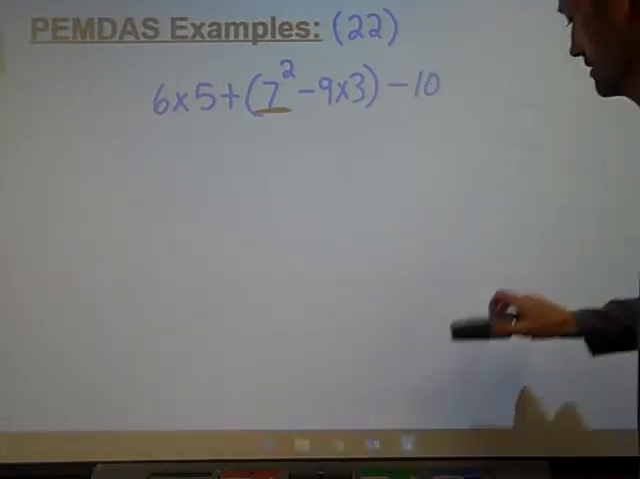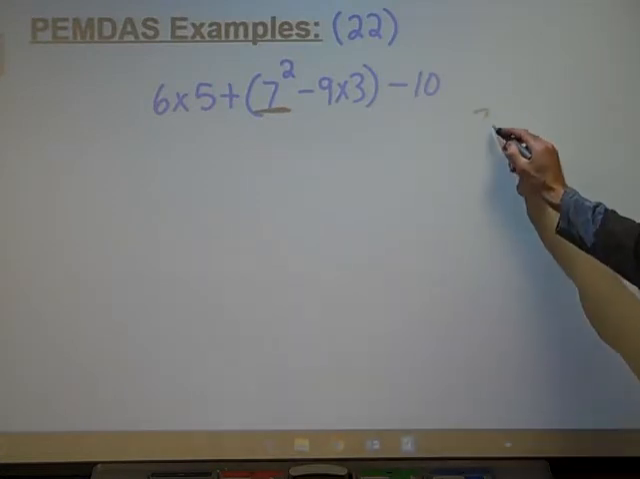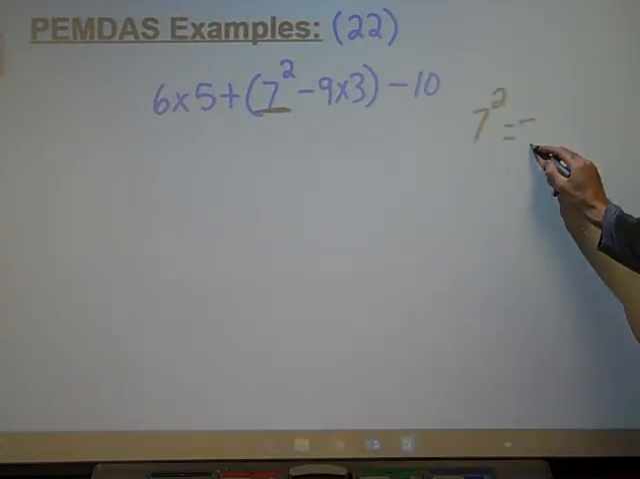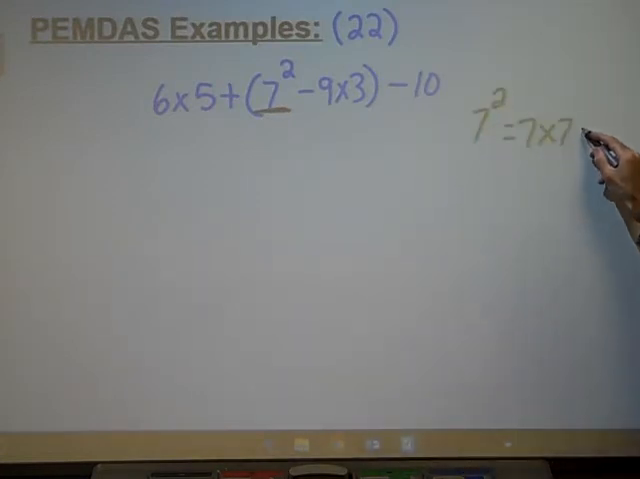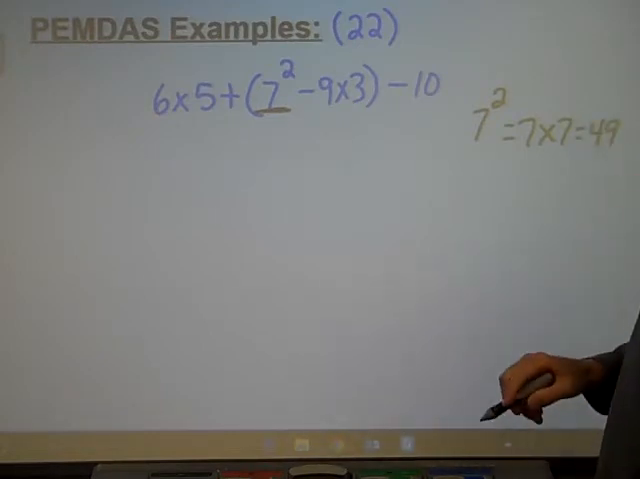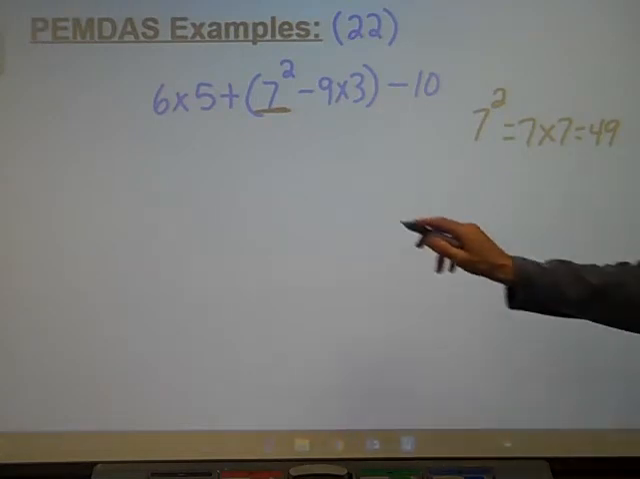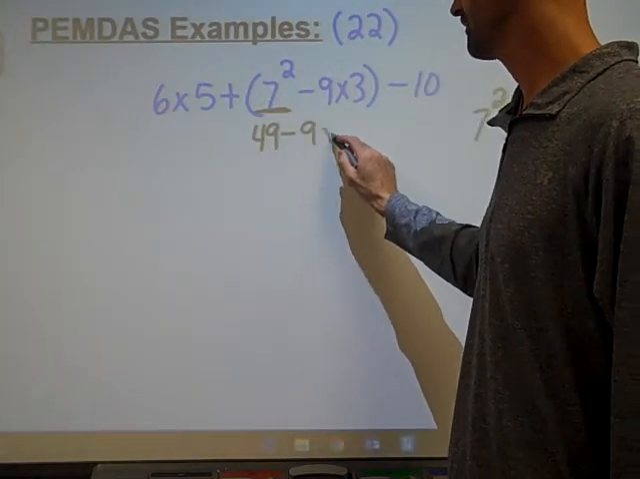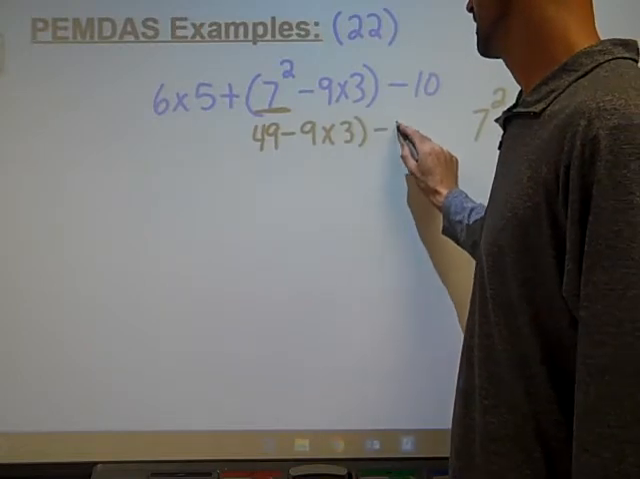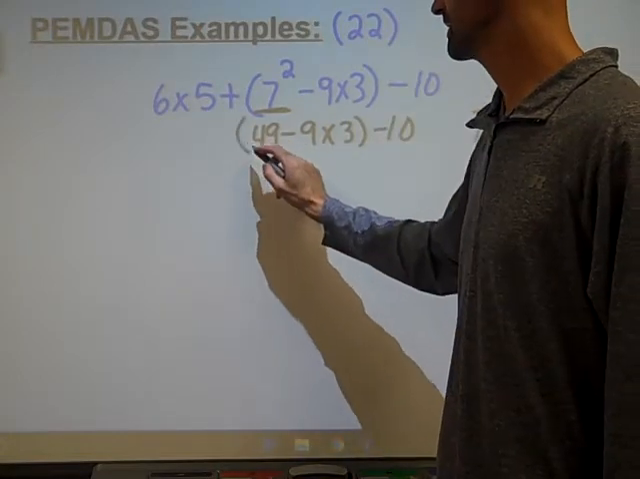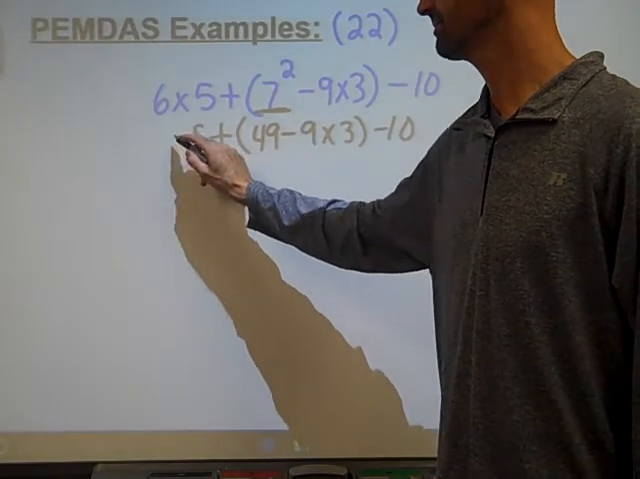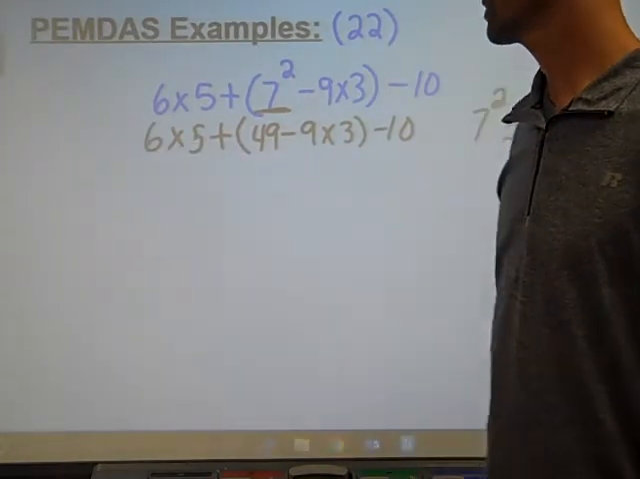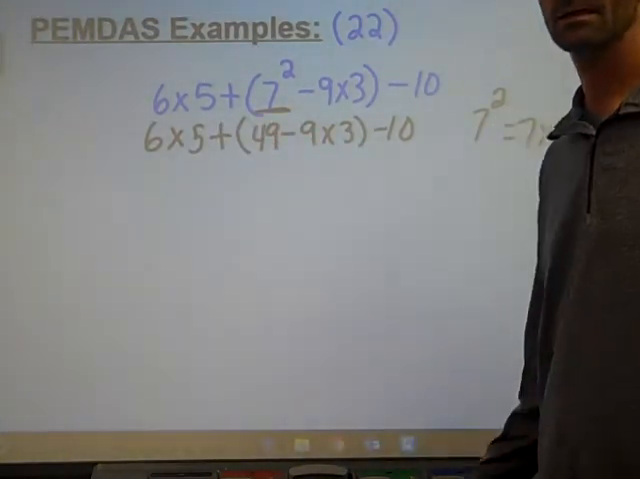7 squared is 7 times 7, which equals 49. So 7 squared is 49. And then copy everything else. Only do one step at a time. And making sure you have everything copied correctly.